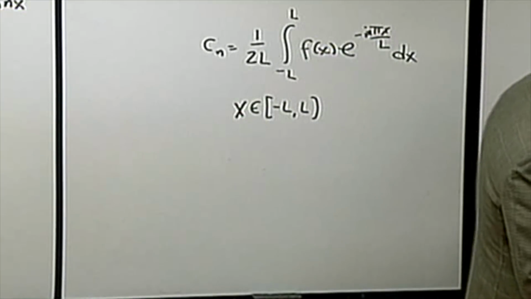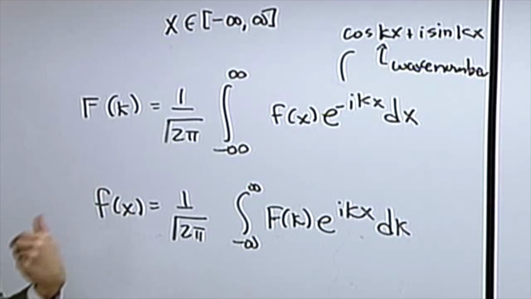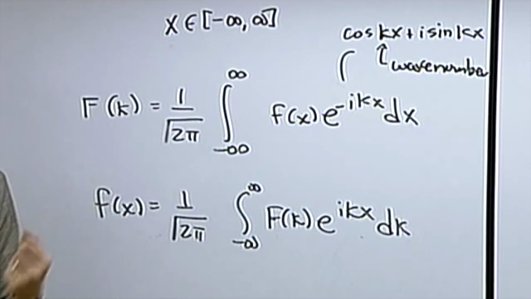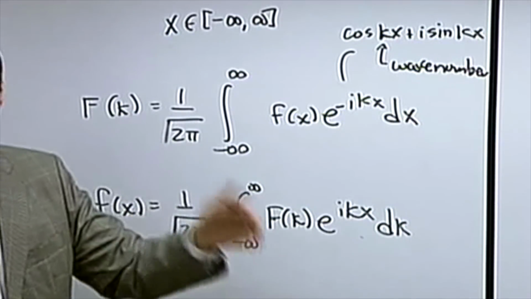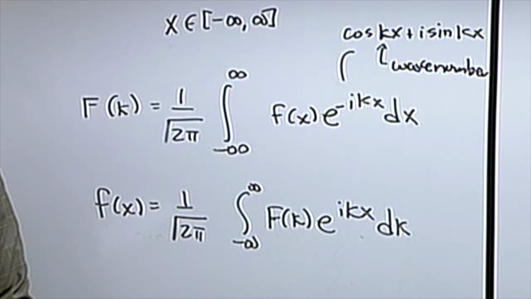Now, once you're in the frequency domain, to get back out, you take this representation, multiply it by the kernel with positive i, integrate over all the k values, and you get back your representation. So you can go in and out of the frequency space, and there's this nice connection between the two.